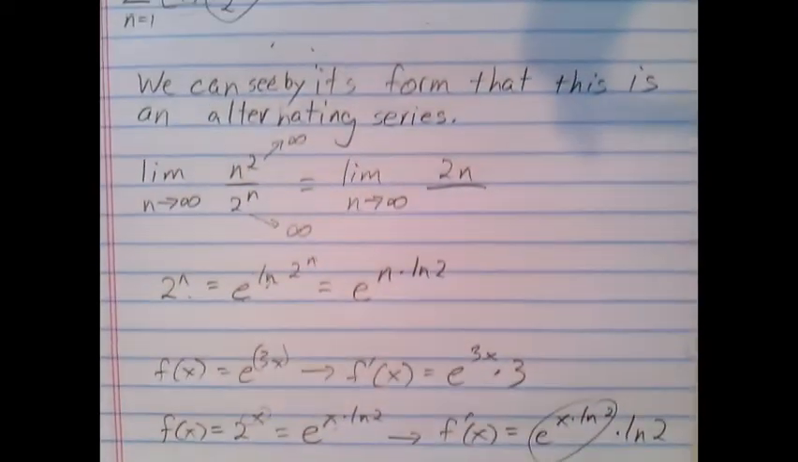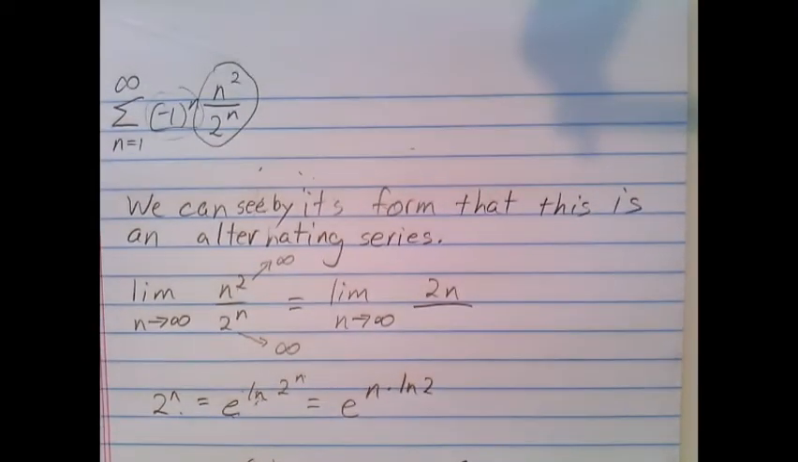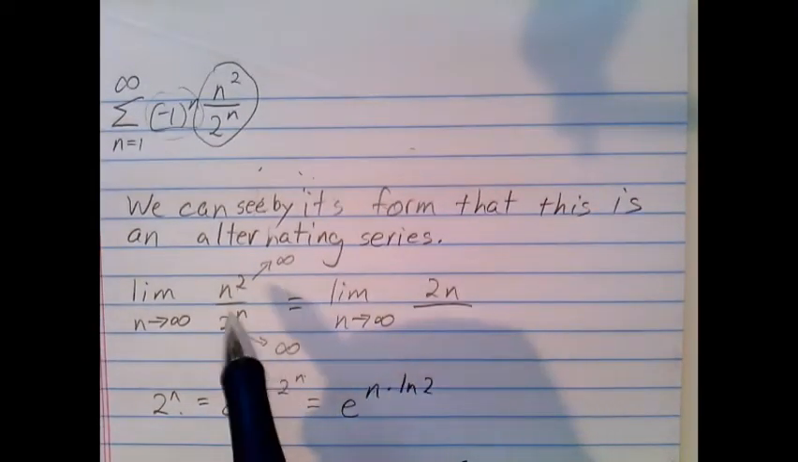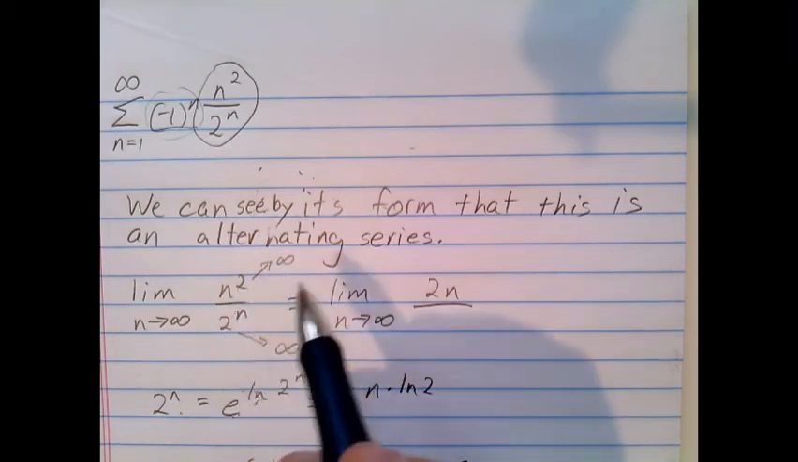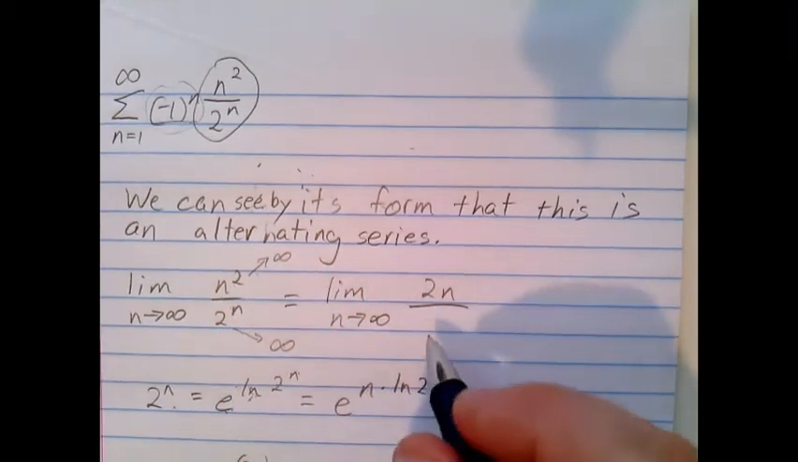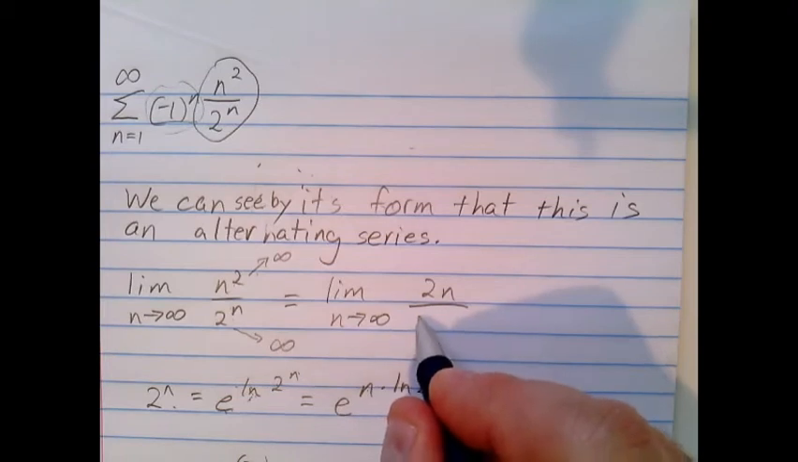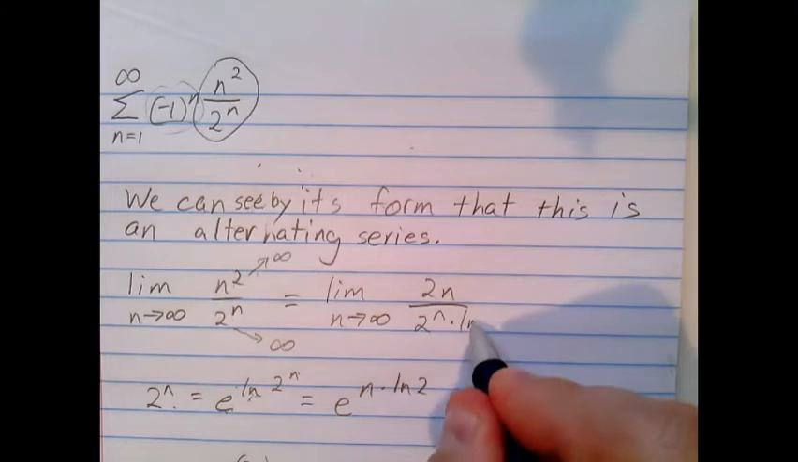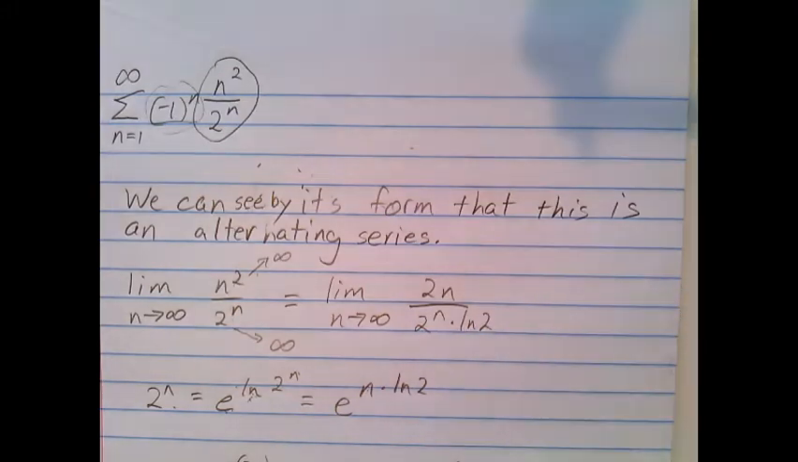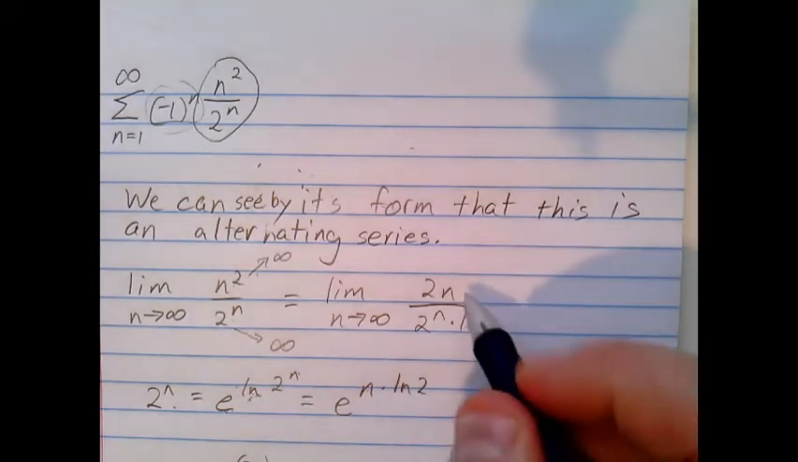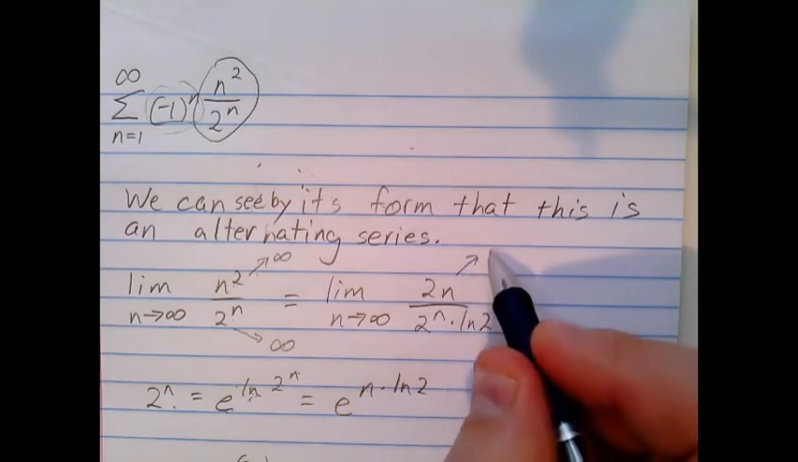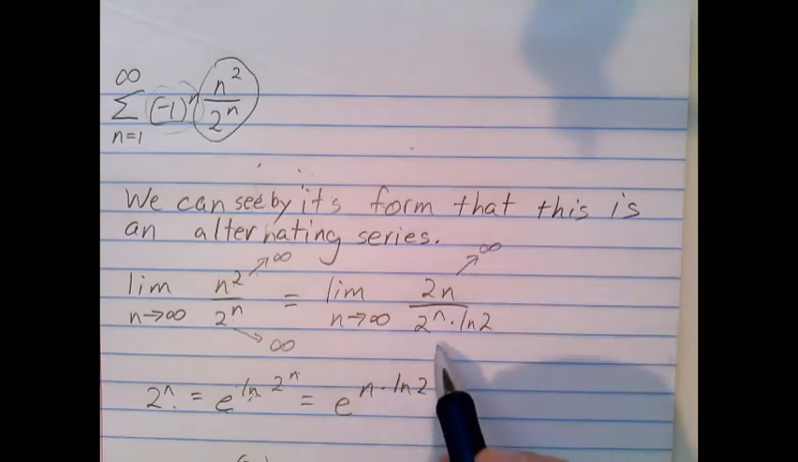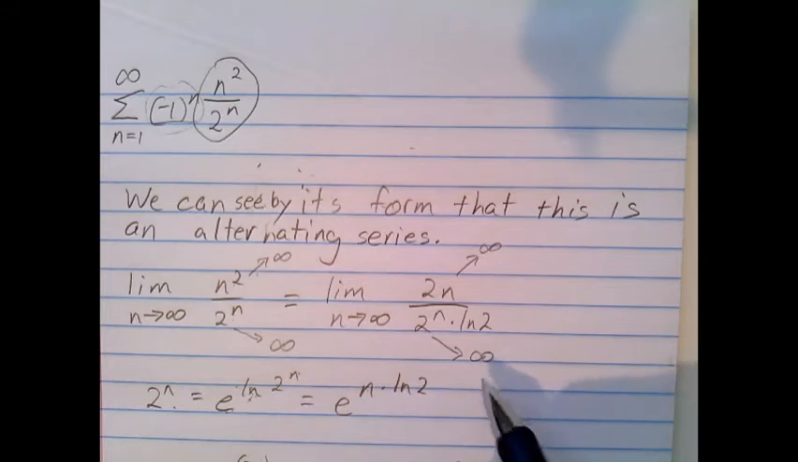Alright, so let's go back to what we were doing. We were applying L'Hopital's rule, and we were taking the derivative of the numerator and the denominator. Numerator was easy. Denominator is actually not too hard though, now that we have reviewed the rule. The derivative of 2 to the n is just 2 to the n times natural log of 2. Now, I'm taking a limit as n goes to infinity, and it's still the case that the numerator and denominator both go to infinity.